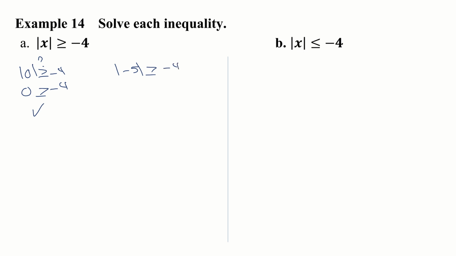What is the absolute value of -5? That's 5. Is 5 greater than or equal to -4? Yes, it is, so it checks out. Any number you plug in is going to work, because any distance, what's the smallest possible distance? 0. Is that greater than or equal to -4? Yes. So all other distances, which are absolute values basically, are going to be greater than or equal to -4.